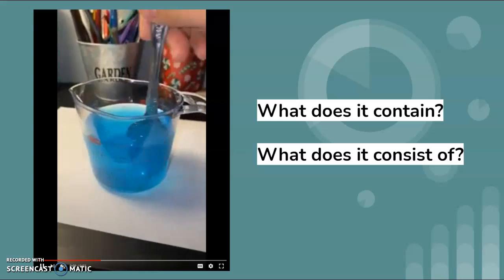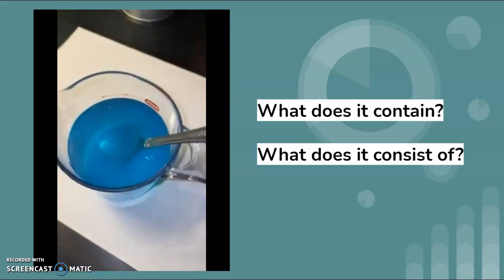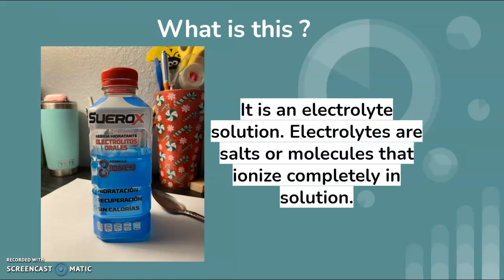In my bedroom, I will observe this blue liquid. What does it contain? What does it consist of? It is an electrolyte solution. Electrolytes are salts or molecules that ionize completely in solution. This prevents us from seeing the individual components of the solution.